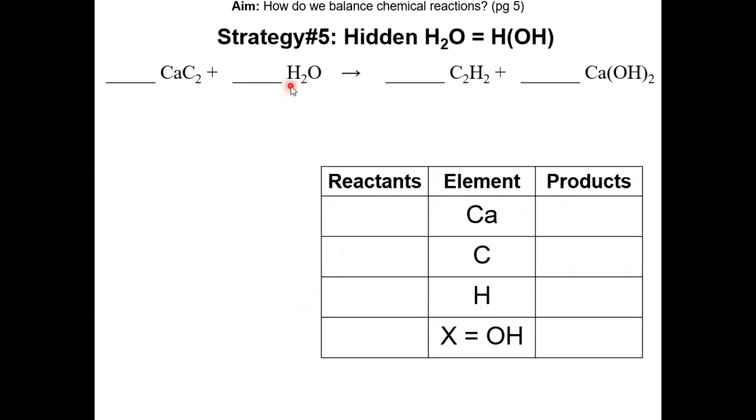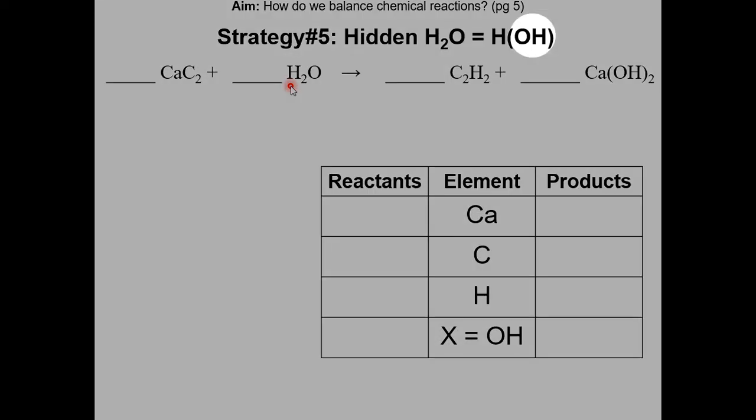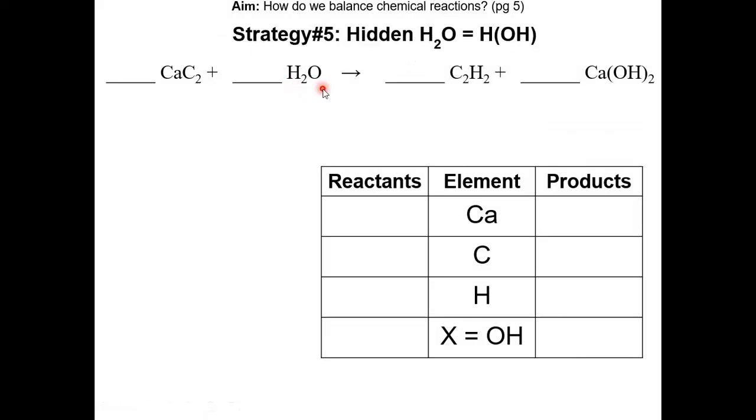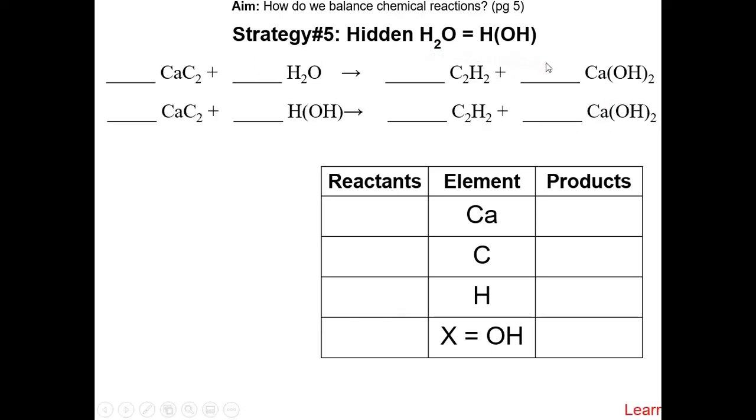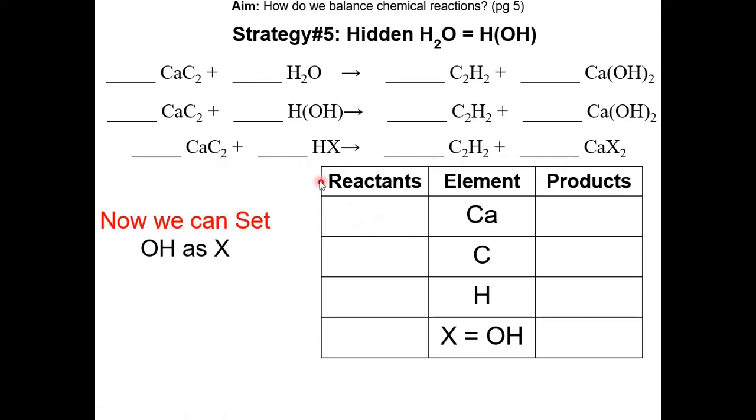Strategy number 5 is an extension to strategy number 4, in which the polyatomic ion, hydroxide ion, is hiding in H2O. If you see H2O on one side and hydroxide on the other side, you can use this method. This method is supposed to make it easier for you to visualize what you need to do to balance the chemical equation. So you can set H2O equal to H parentheses OH. So rewrite the equation. Now it should be easier to balance this chemical equation because now you can use strategy number 4, the polyatomic ion method. So we're going to set X as OH, and then rewrite the chemical equation with the variable.